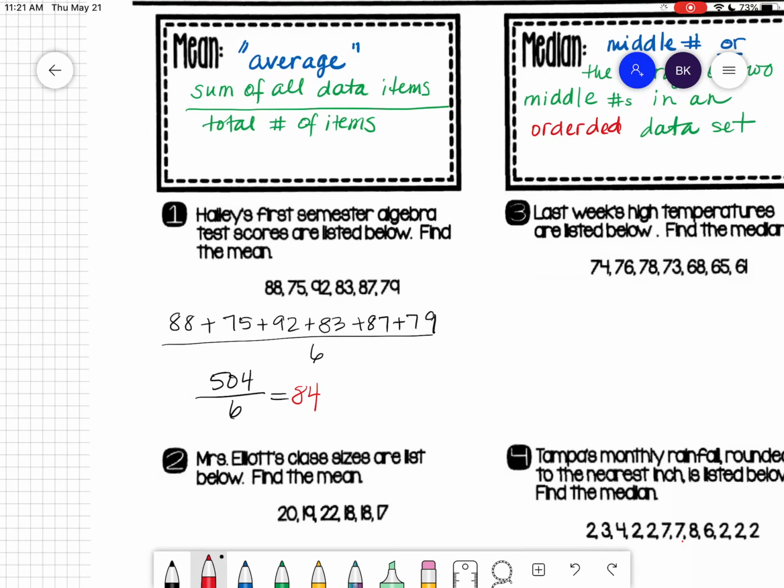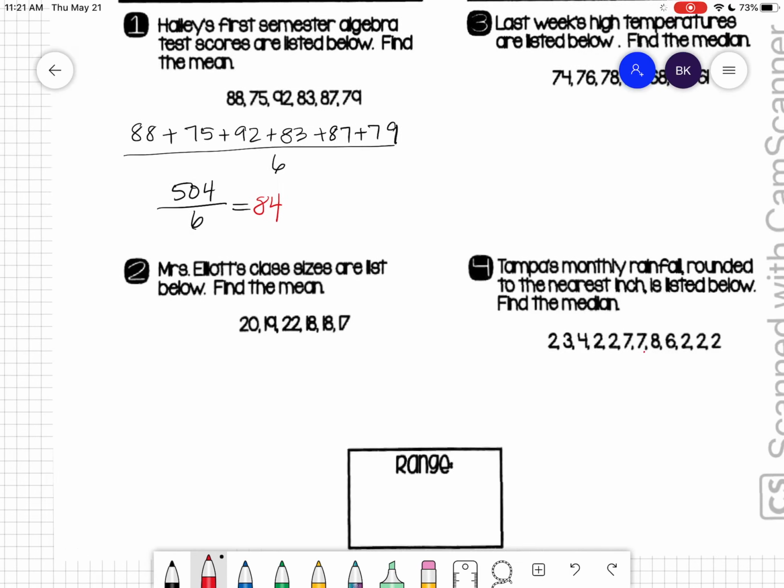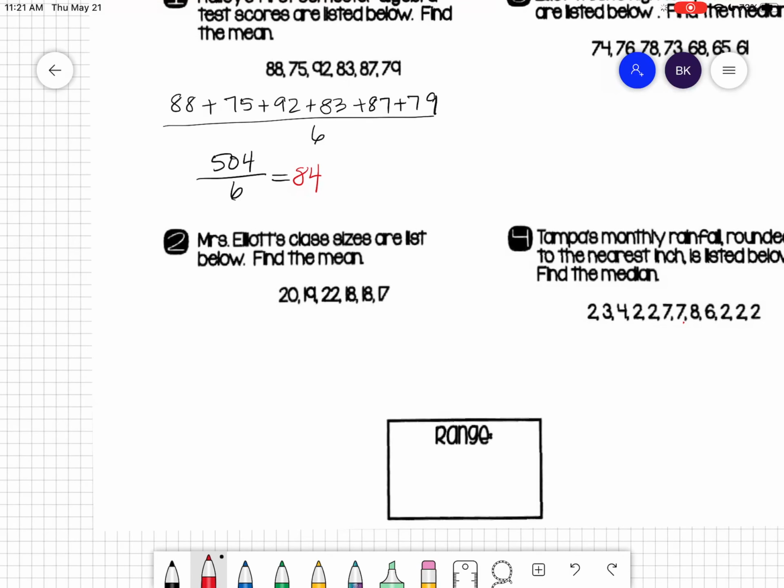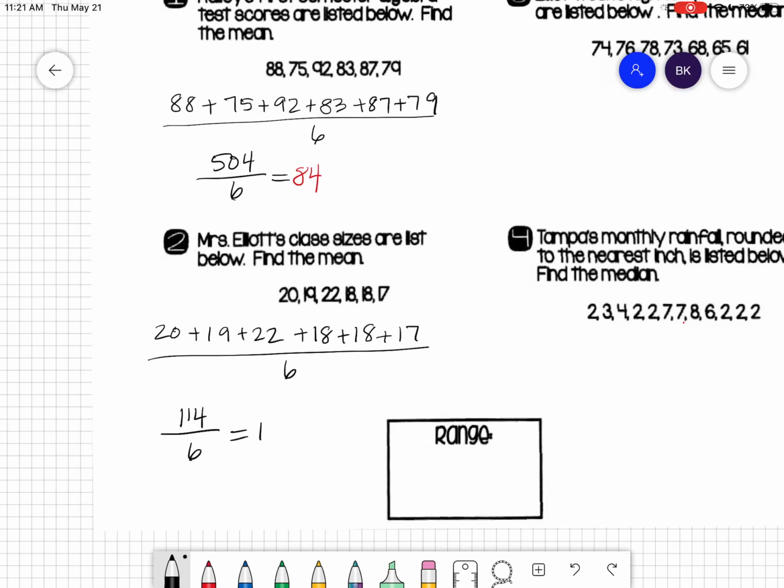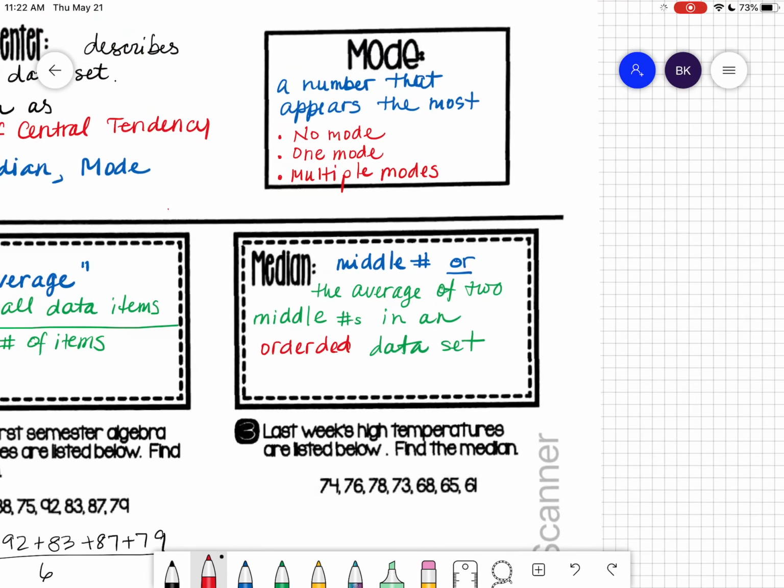Okay, we're going to also jump to example number 2. I need you to pause me and try to figure out the mean all by yourself, and I'm going to do that right now. So we're going to add up all the numbers, and then divide them by how many there are, which is 6. And the sum is 114 divided by 6, and that equals 19. And the mean is 19.